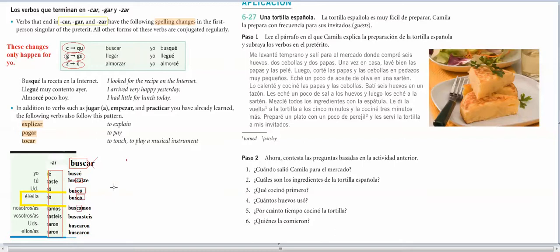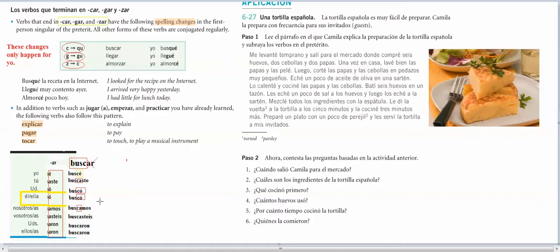Well, if you remember, C next to an O, an A, or U keeps the K sound, which is the sound I've got up here, because this is next to an A as well, so I've got buscar. But C next to an E changes to an S sound. So if I did this normally, what I would have is busé, buscaste, buscó, buscamos, buscasteis, buscaron. So everything still sounds like buscar except for busé. Well, it would sound better if I had busqué, buscaste, buscó, buscamos, buscasteis, buscaron.